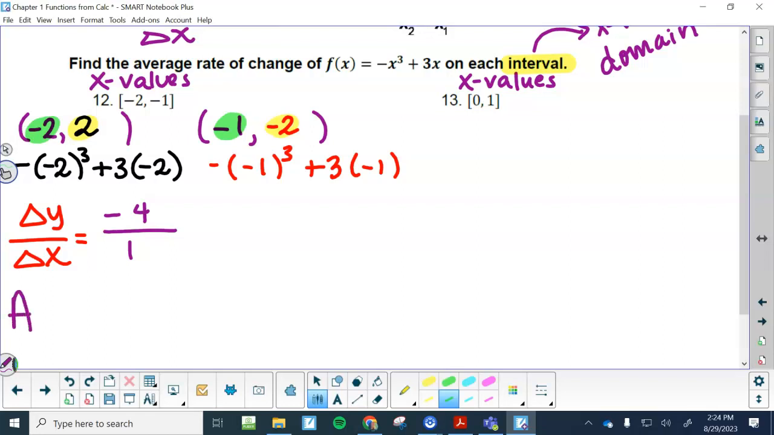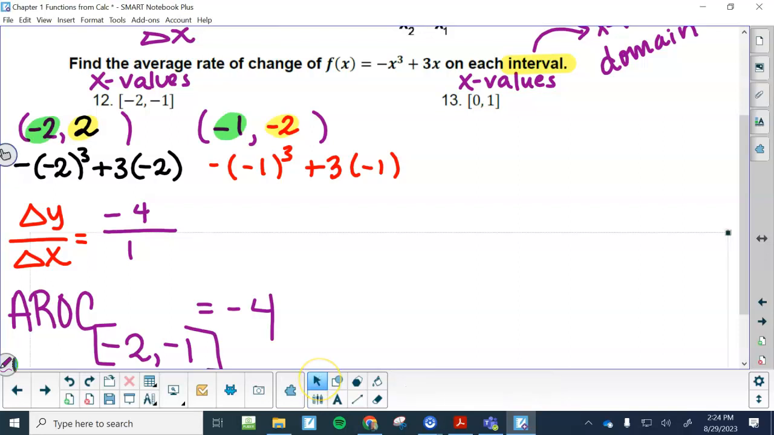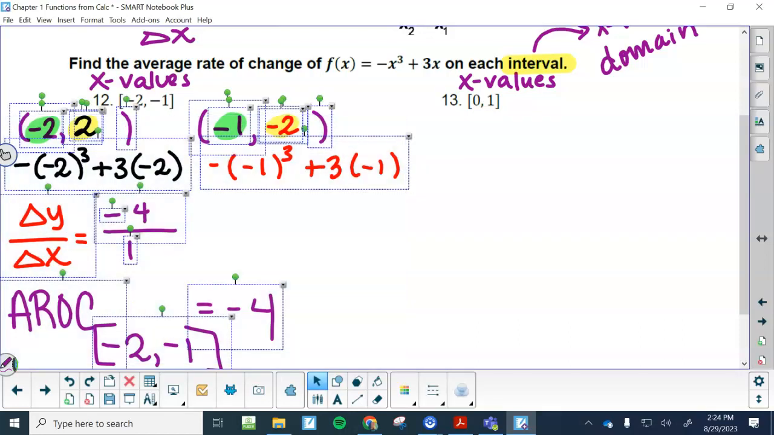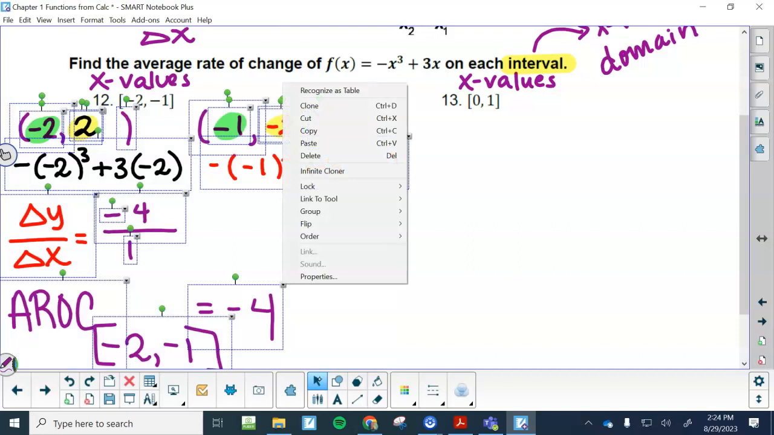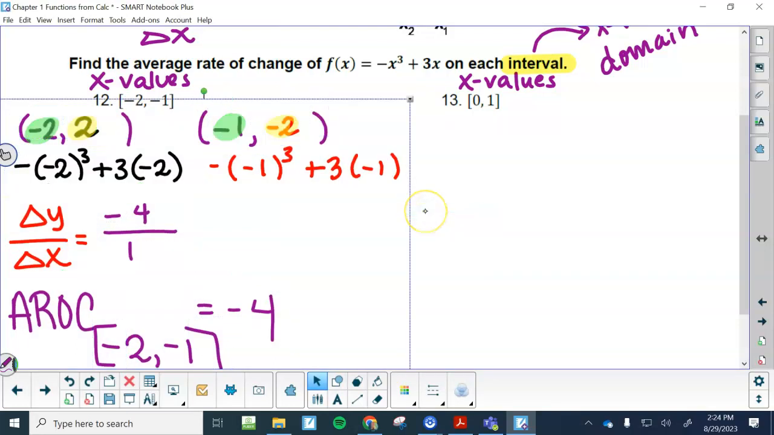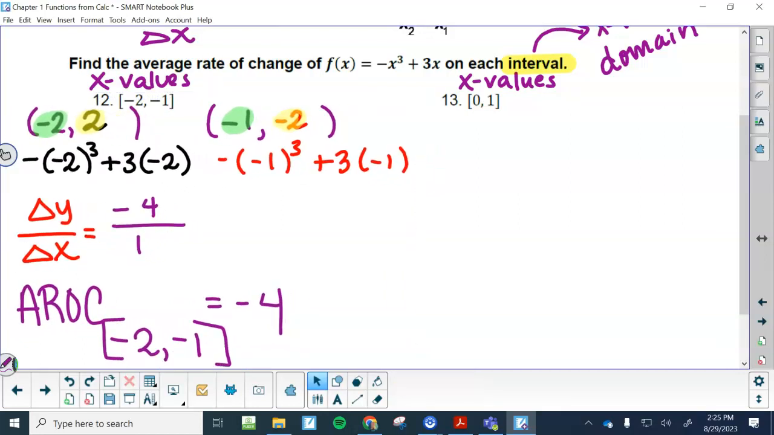So let's get comfortable using our new little symbol here. Average rate of change from the interval -2 to -1. That just equals a -4. And that's going to be it. Any questions on what we did? Yes. Are we just sliding down the bracket? We're just rewriting the interval in which we found it, and then writing the answer. Yes, that's how you formally write the answer.